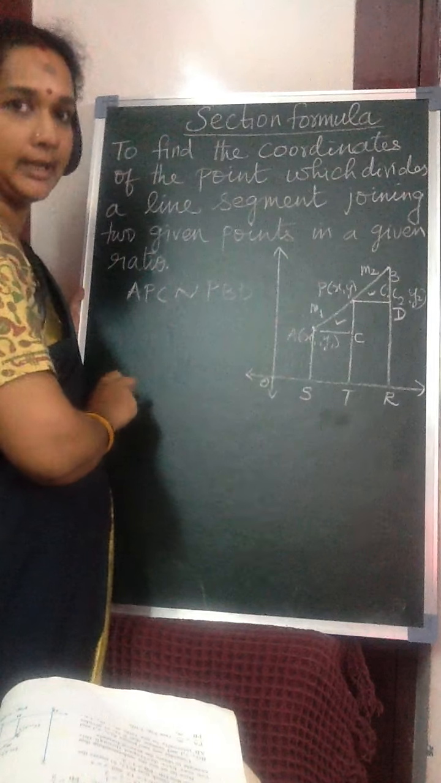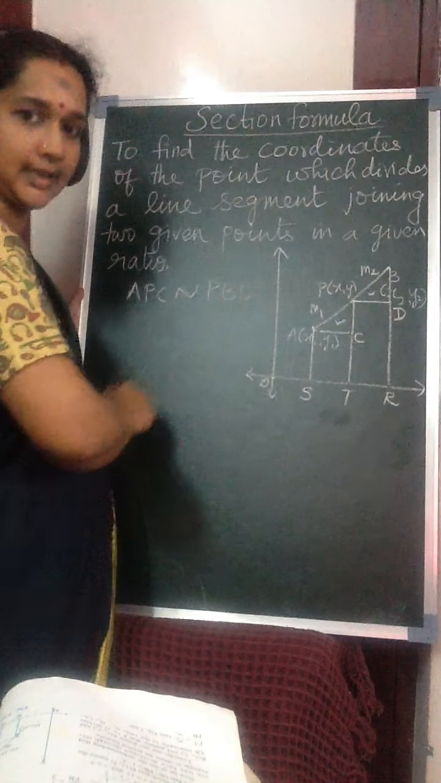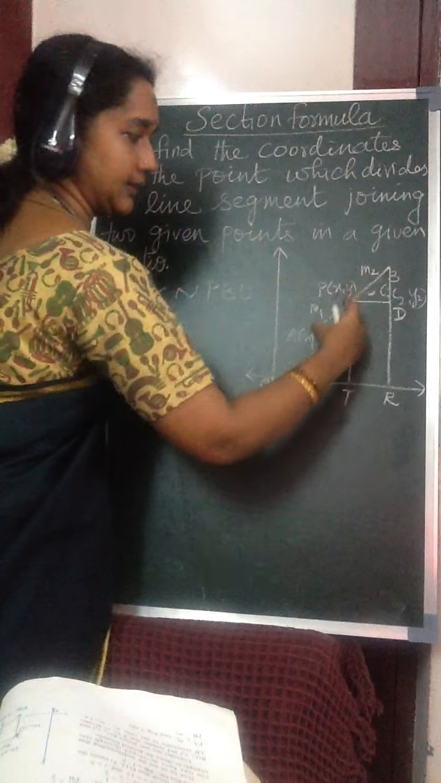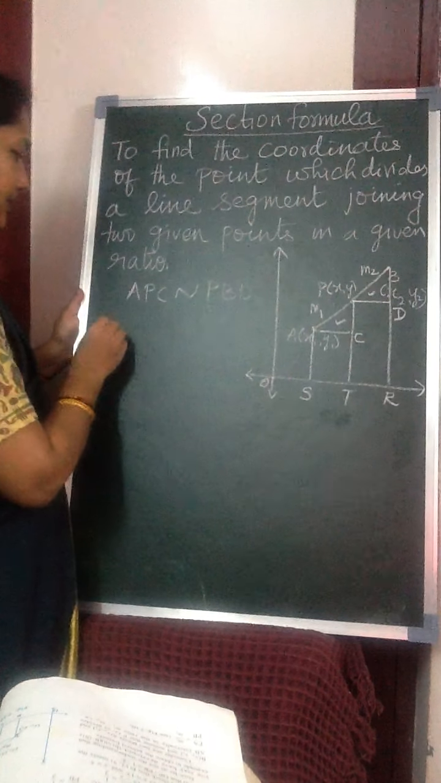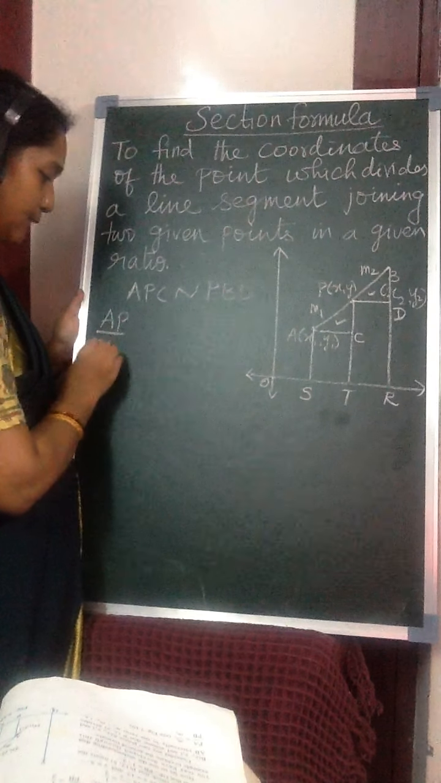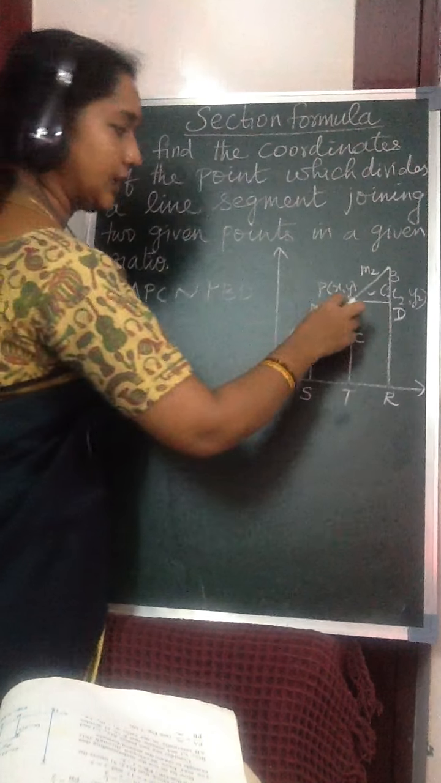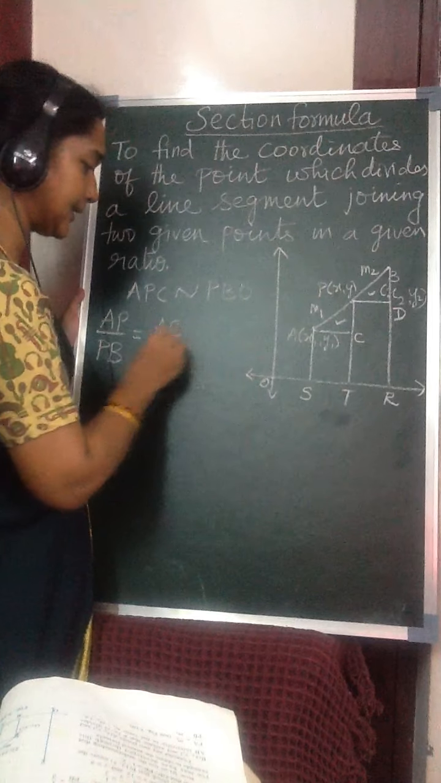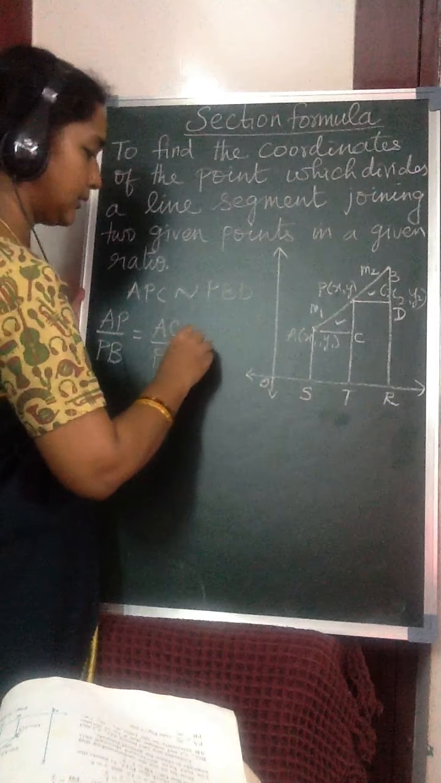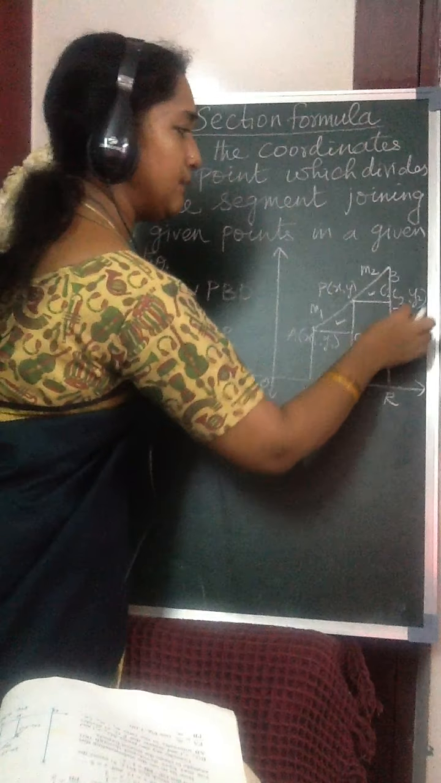If the triangles are similar, we can compare the ratios of the sides. The ratios of the sides will be equal. So, AP by PB is equal to AC by PD, then CP by DB.